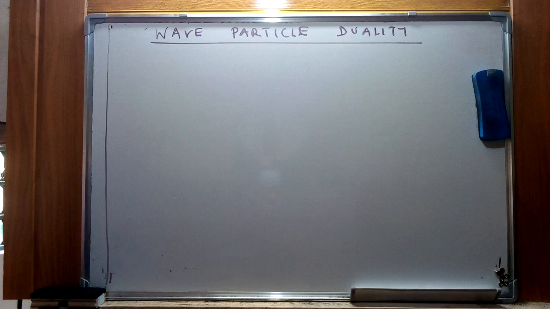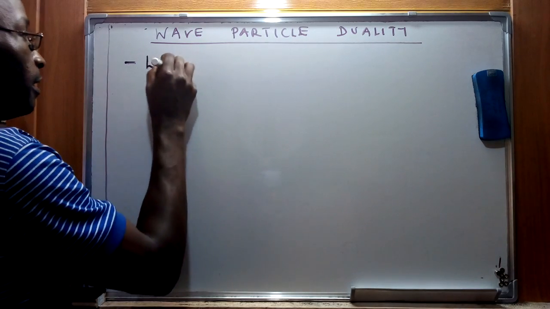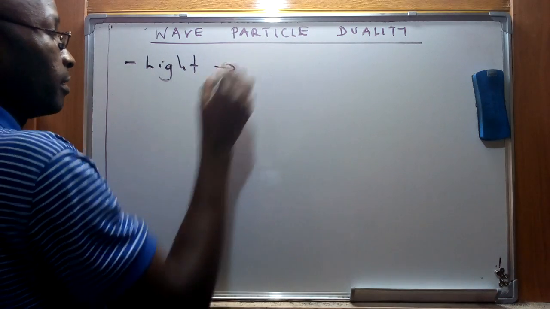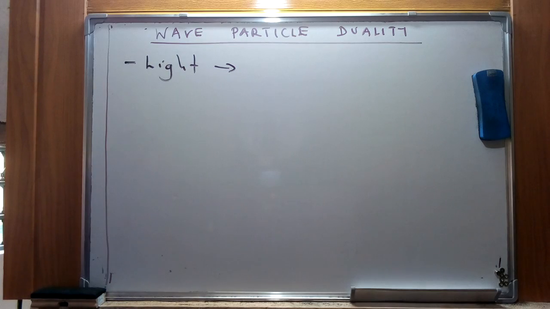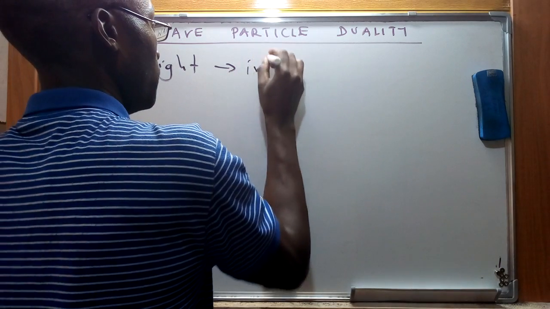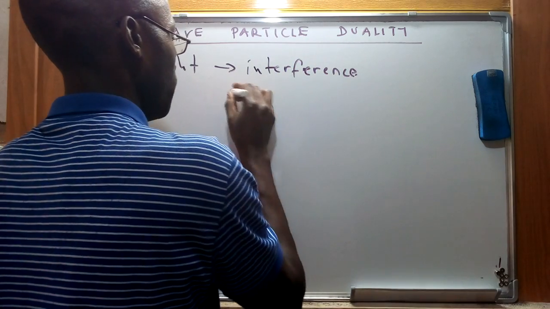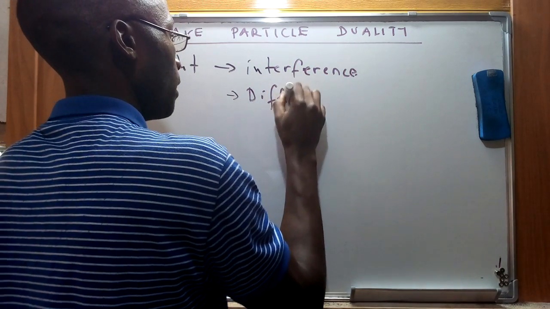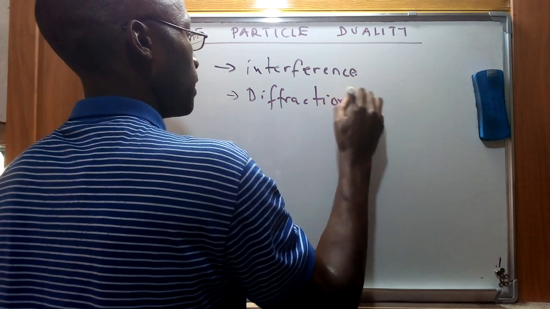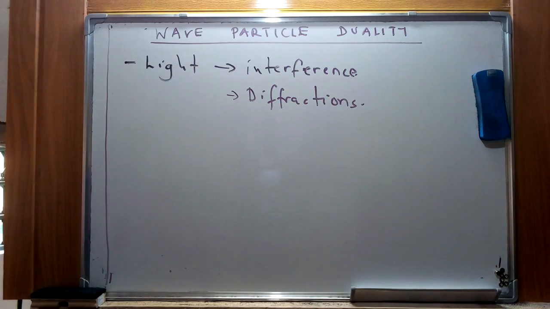Now we are going to approach this discussion by using the concept of light. We had seen that some of the properties of light is that it can be interfered with. So it undergoes interference and diffraction, which basically gives it a characteristic of a wave.